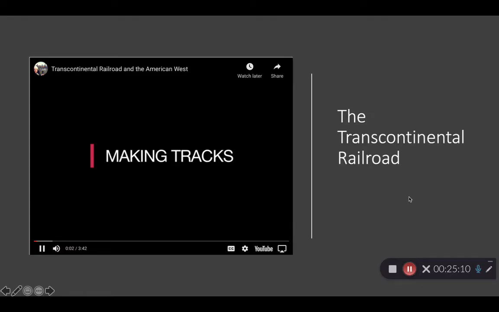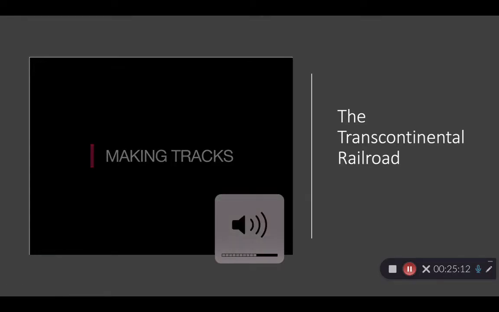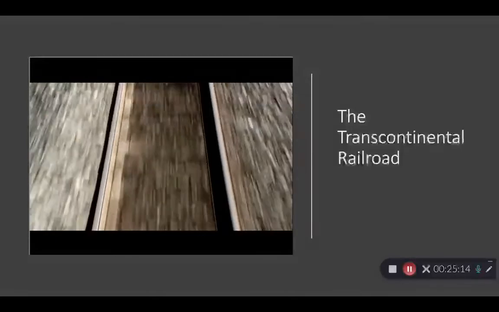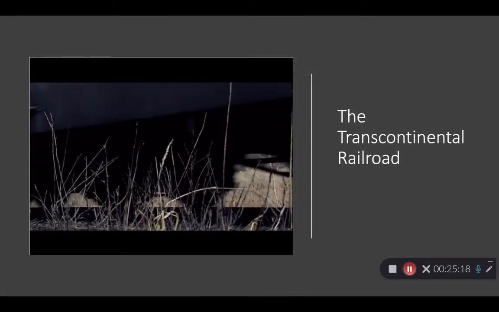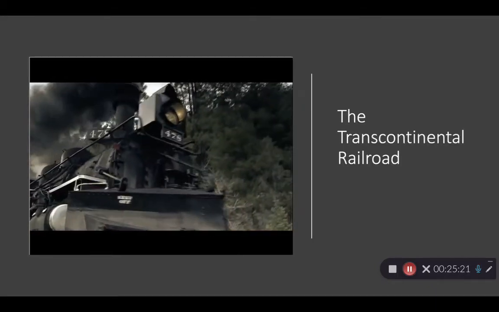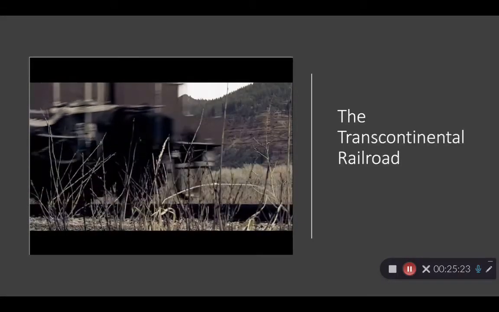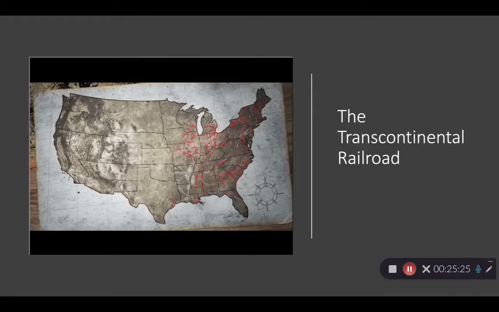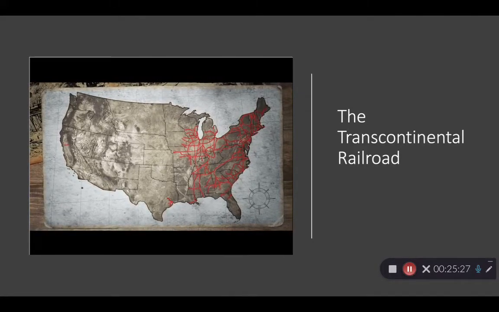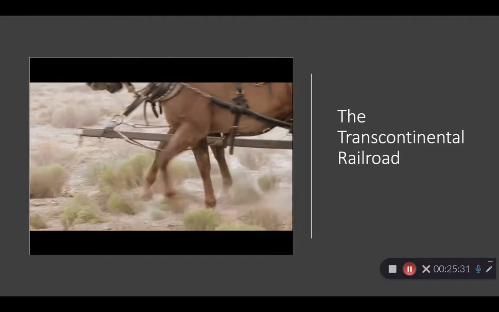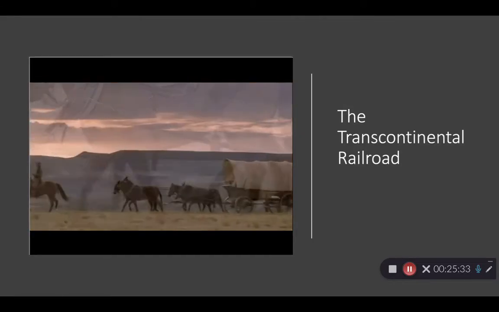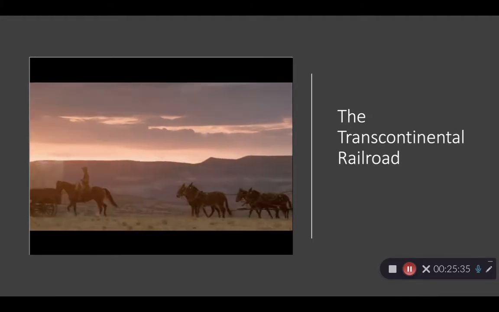Making tracks. In the 1850s, the fastest way to travel over land was by train. But at the time, railroad lines didn't extend all the way across the United States. Pioneers trying to reach the West had to survive a difficult journey by wagon that could take 6 months.